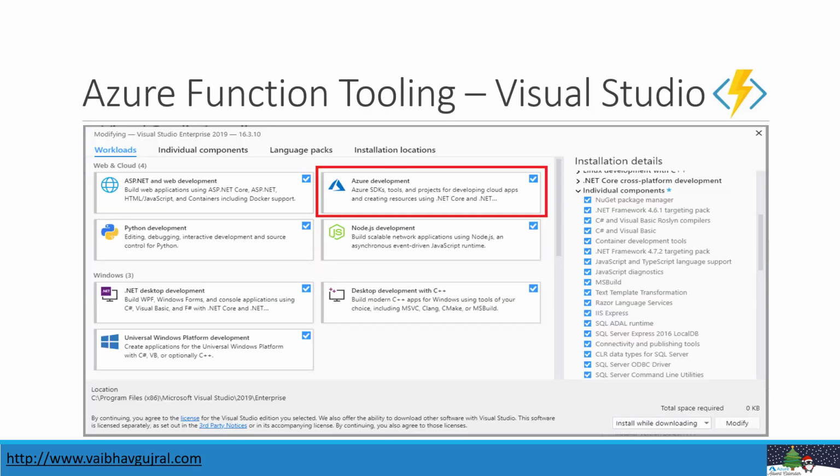Alright, let's get started with Azure Function tooling with Visual Studio. On this screen you are seeing a snapshot of the installation wizard for Visual Studio 2019. During installation of Visual Studio 2019, you can select the checkbox for Azure development, which includes the Azure SDK and the requisite tools and project templates for building cloud apps. Once this is installed, you can start developing your Azure Functions using Visual Studio 2019.